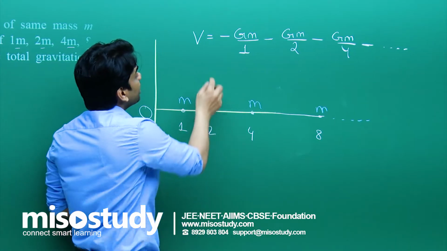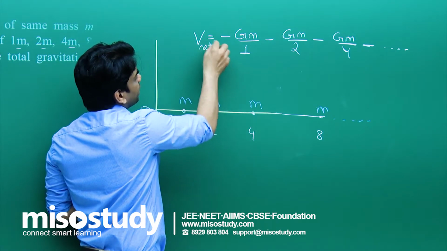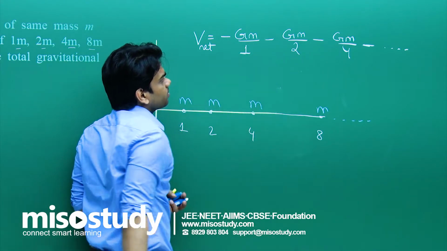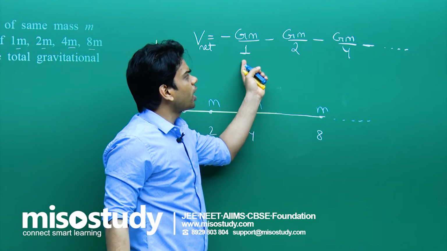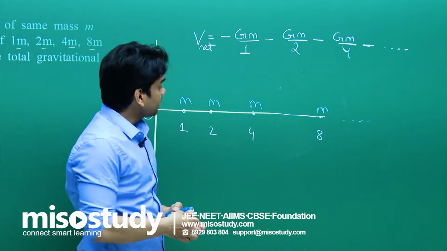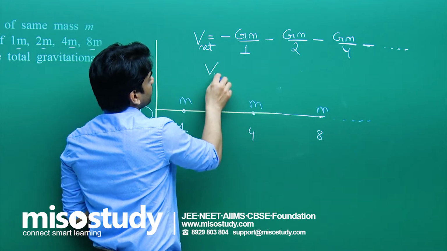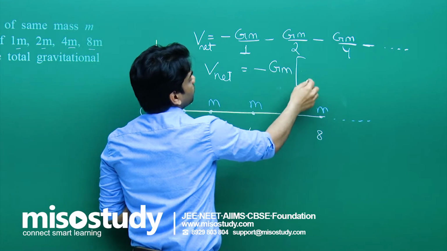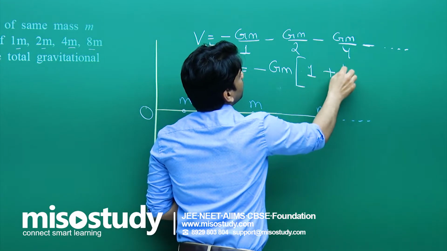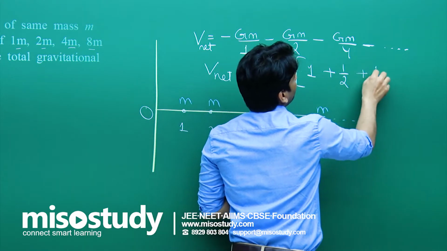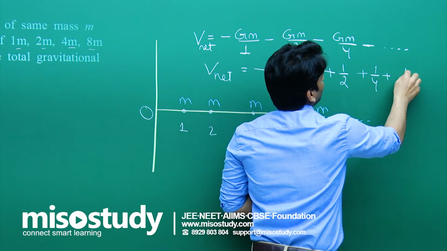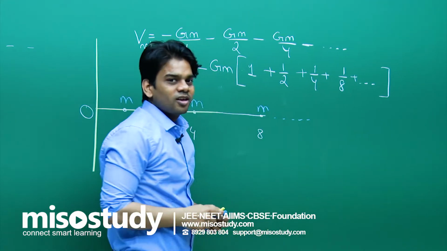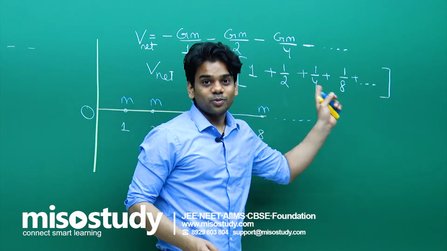Now you see here, this is the net potential at the origin, V net, that is what we are interested in evaluating. If I take minus GM common, I write 1 plus 1 by 2 plus 1 by 4, the resultant equation will turn out to be V net is equal to minus GM times 1 plus 1 by 2 plus 1 by 4 plus 1 by 8 and so on up till infinity. You can see that this is a geometrical progression.